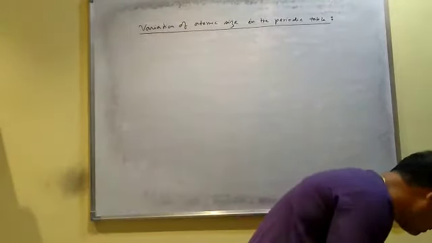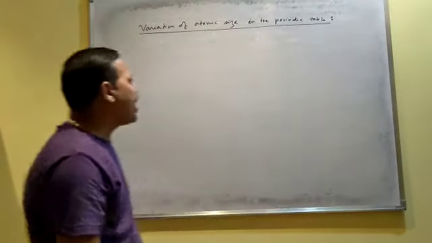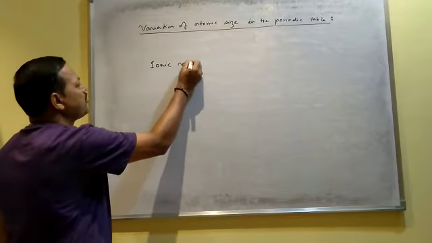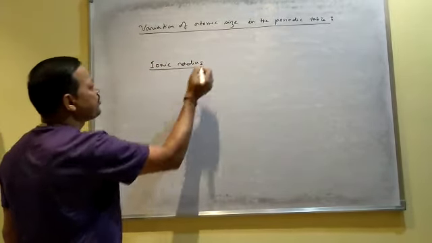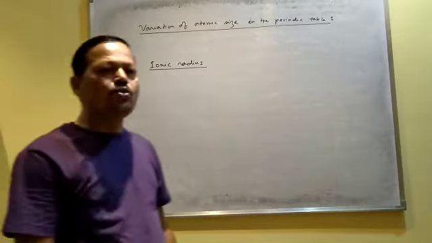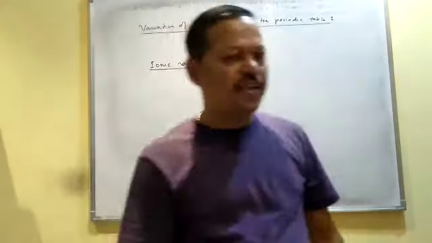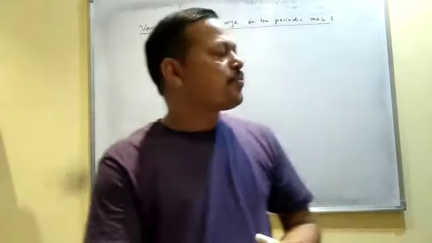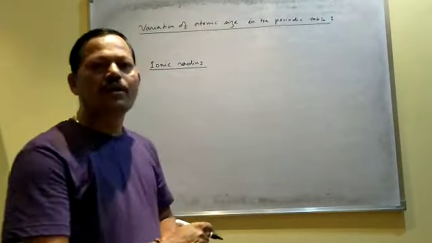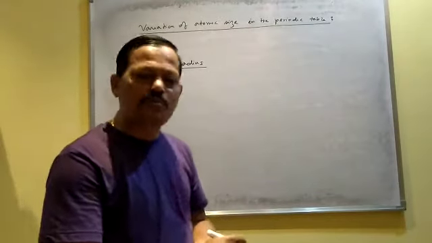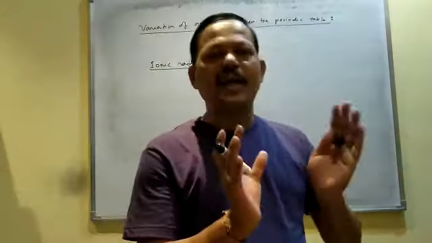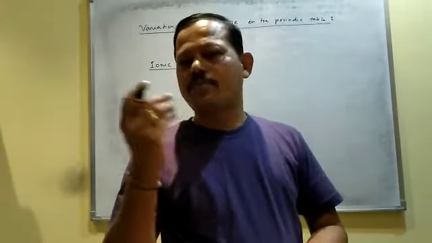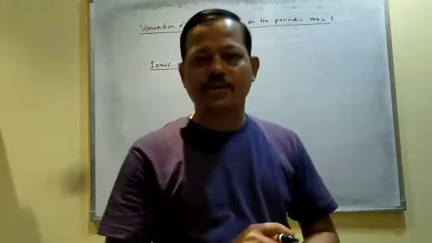Now, ionic radius, I mean the radius of ions. As you know, there are two types of ions, positive ion and negative ion. Positive ions are called cations and negative ions are called anions. If you want to determine their sizes and compare their sizes, normally anions, I mean negative ions, are always larger and cations will be smaller for the same atom.